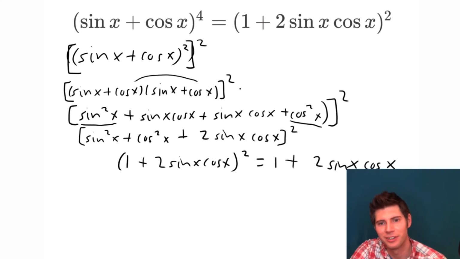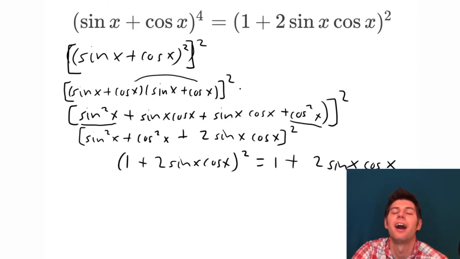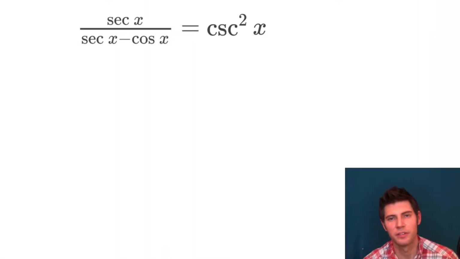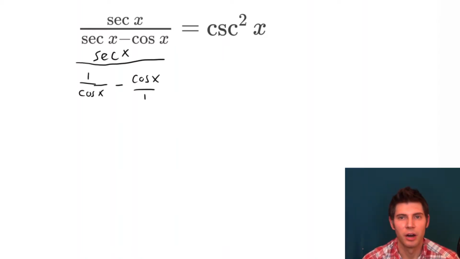All right, next one. This is a marathon. This is a trig identity marathon. These are brutal. Secant x over secant x minus cosine x equals cosecant squared x. I'm going to leave the top alone, that's secant x, so we'll just rewrite the bottom in terms of sine and cosine. So now on bottom we have 2 fractions and we want to get a common denominator.